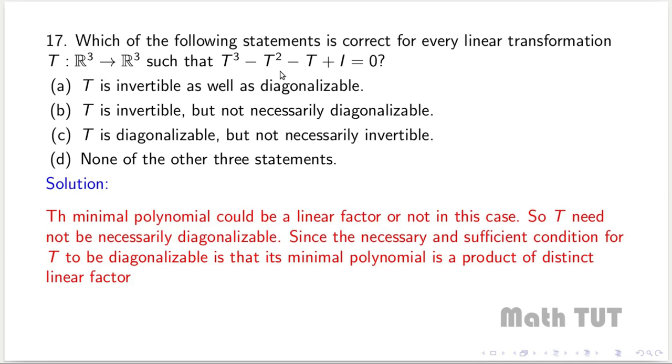So what we get here is that T is invertible, but it is not necessarily diagonalizable, because we don't know exactly about the minimal polynomial. We are not given enough data about that.